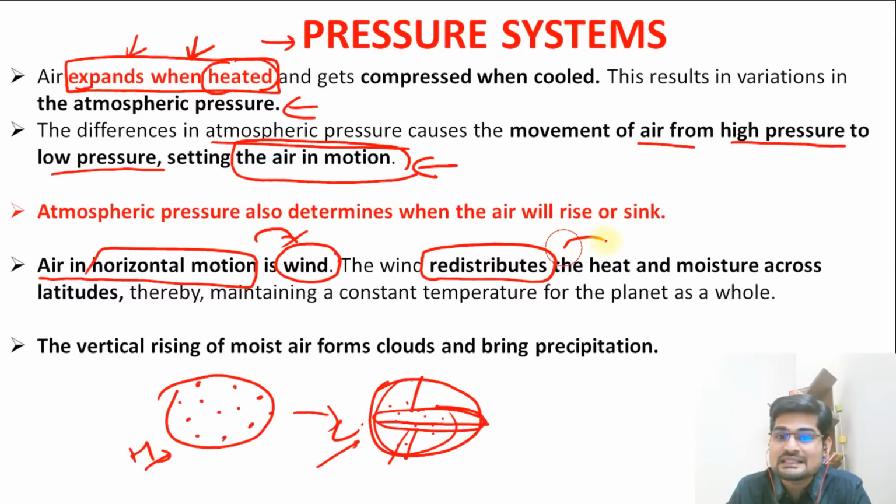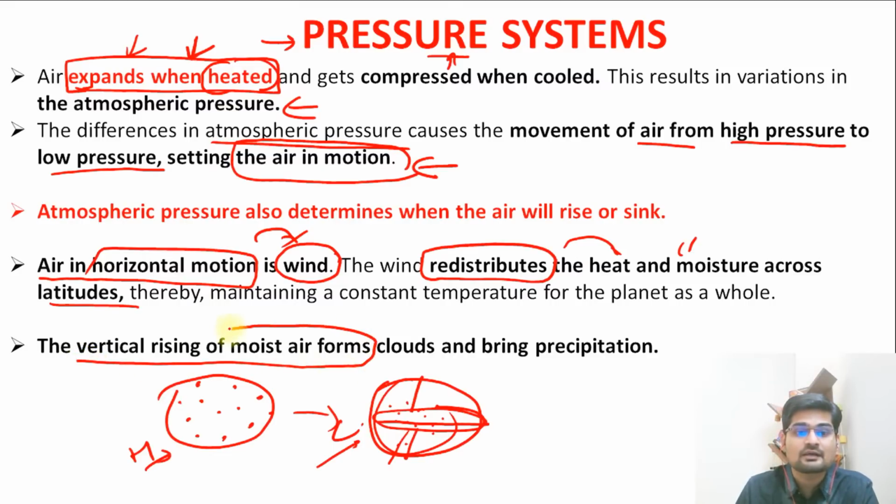It distributes the heat and moisture all across the latitudes, all across these temperature belts that we see, all across these pressure belts that we know, right? So we are going to look at these pressure systems and pressure belts, in what ways they exist, what are their major factors associated, and what are the important characteristics associated with these systems. So what we observe is that vertical rising of moist air forms clouds and brings precipitation.